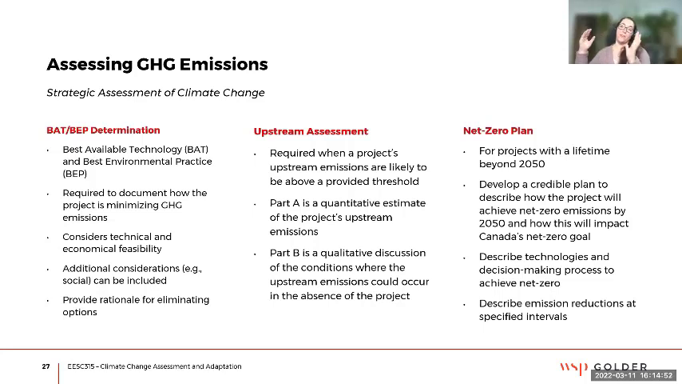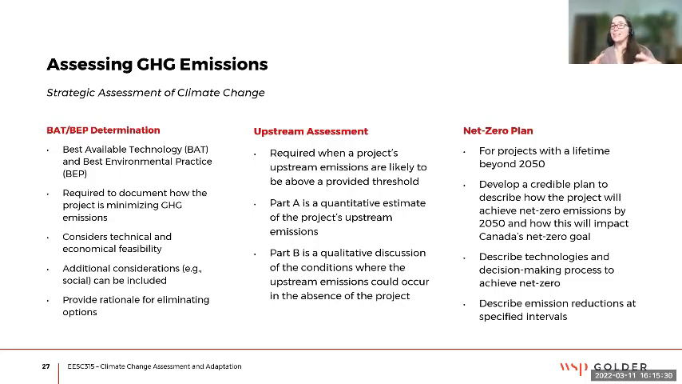Then the other side of it is, okay, we get to the actual project being in place. We have a net zero plan. And again, here you only do it if your project lifetime goes beyond 2050. If your project ends in 2045, you're going to be at zero in 2050. It's not hard math. But you have to develop a credible plan to describe how your project will achieve net zero emissions by 2050 and how this will impact Canada's net zero goal. So it's not just in isolation, it's what are you doing for yourself and what are you doing to contribute to Canada. You want to describe the technologies and the decision-making process to achieve this.